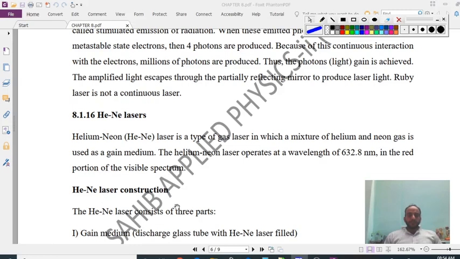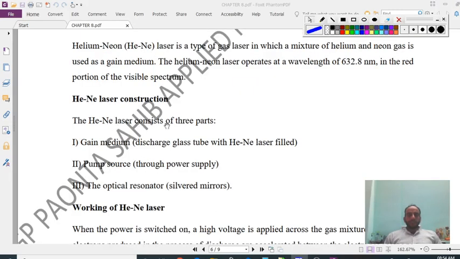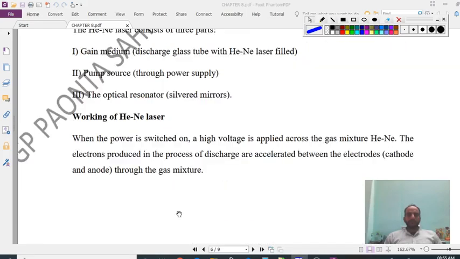Helium neon laser construction. A helium neon laser consists of 3 parts. First is the gain medium, second is the pump source, third is the optical resonator. The gain medium is a helium neon gas mixture in a discharge glass tube, the pump source is achieved through voltage from a power supply, and the optical resonators are silver mirrors.